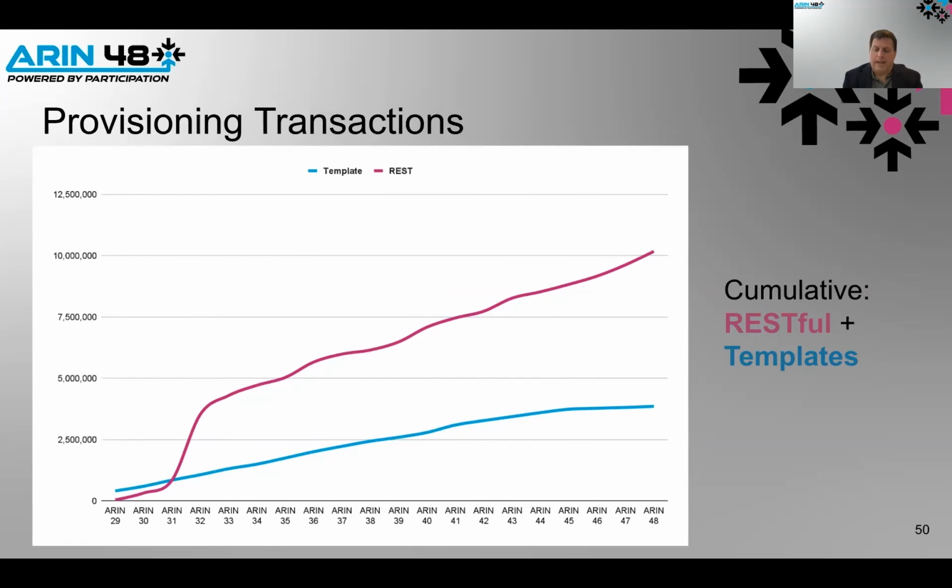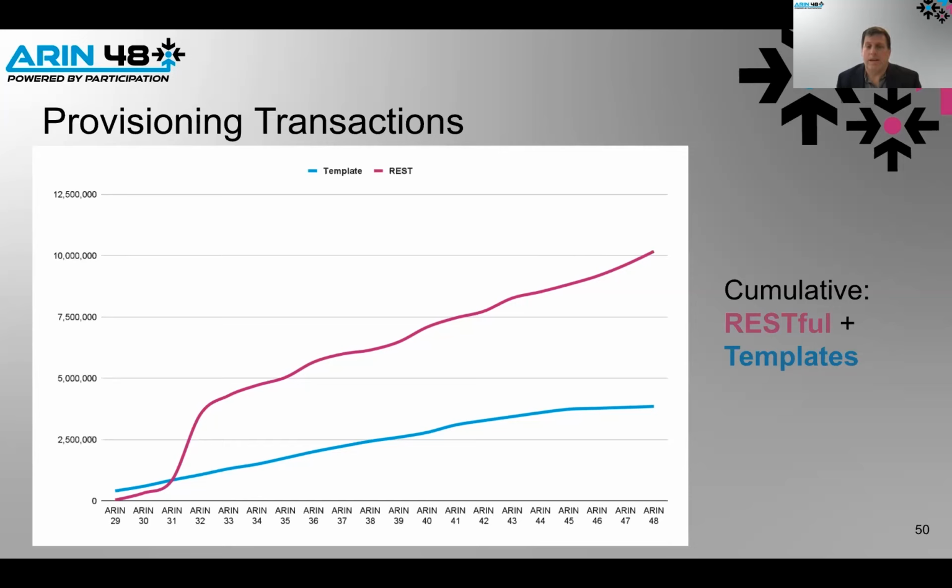Here's an interesting slide, and this is our provisioning transactions, and we have two ways of actually going about it. First one is using an architecture called templates, which have been around since the early 90s. And these templates have been around forever, and ARIN has been moving away from them as much as we could by giving opportunities to either use a RESTful API service that we call RESTful here, or you can actually use ARIN Online's web interface to input information.